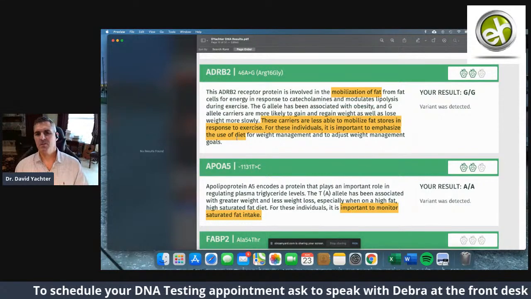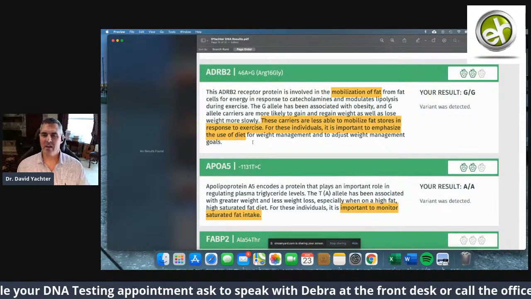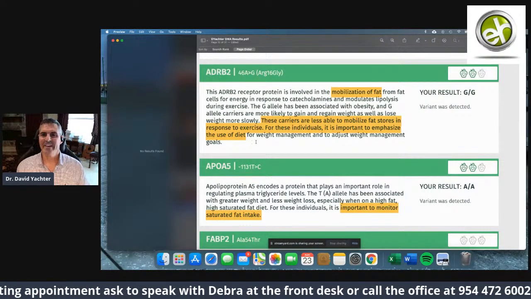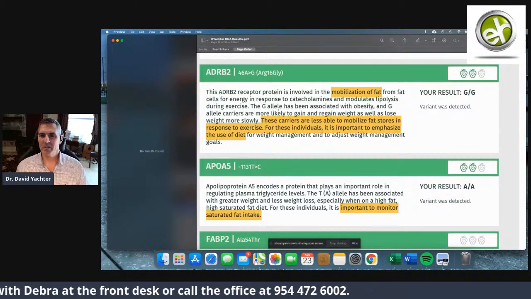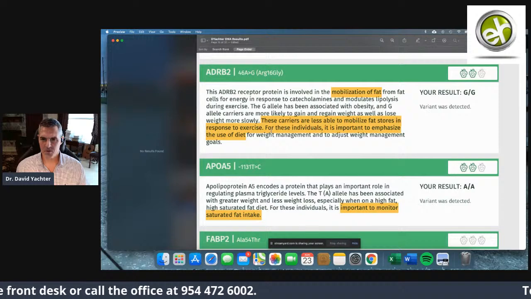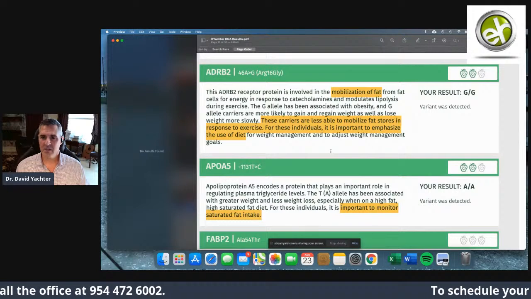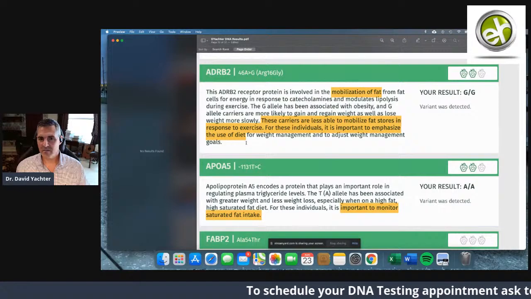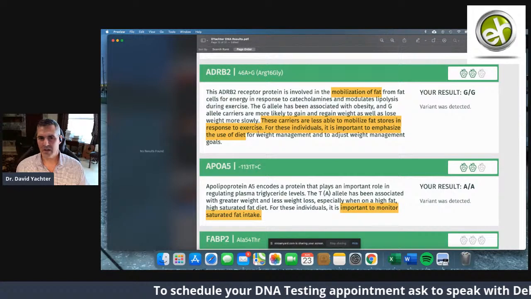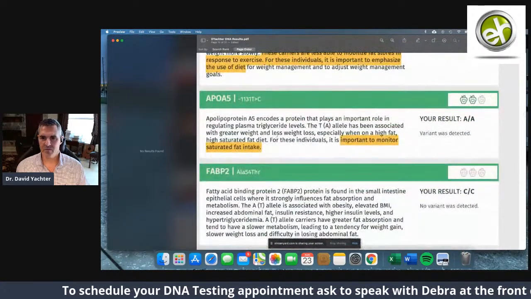So if this particular person was trying to exercise the heck out of himself, trying to lose weight, based on this gene, that is spitting in the wind, so to speak. So if this person wants to lose weight with this type of gene, they really want to look at diet and use exercise in a different fashion.